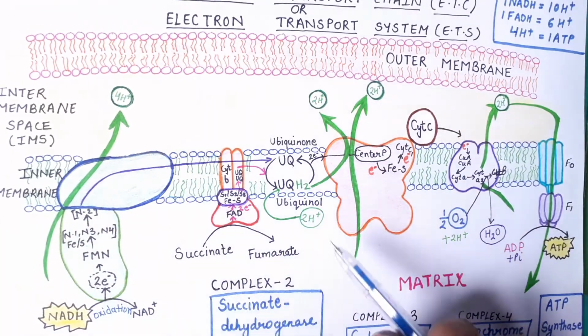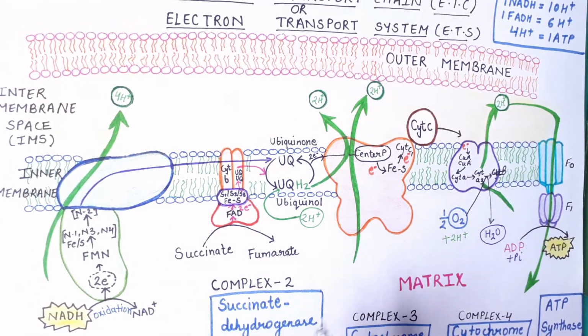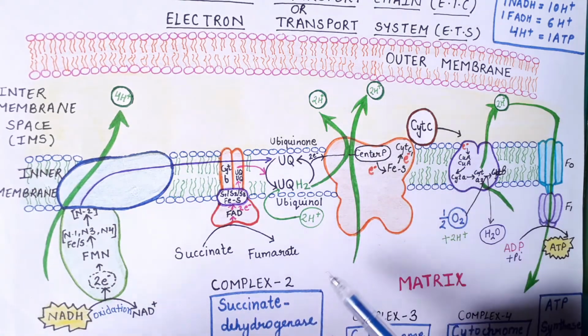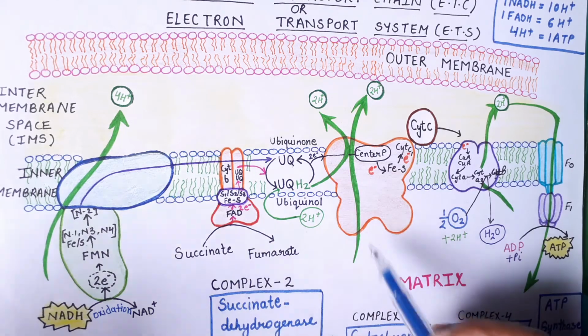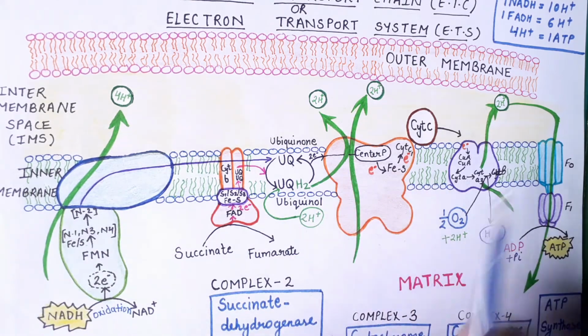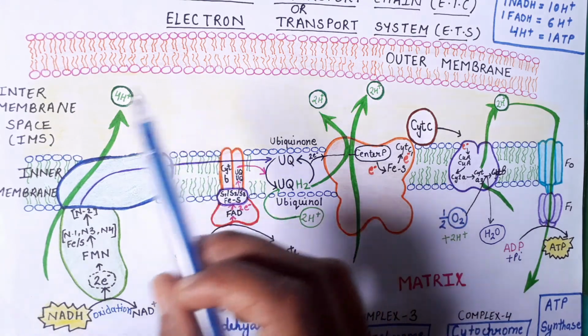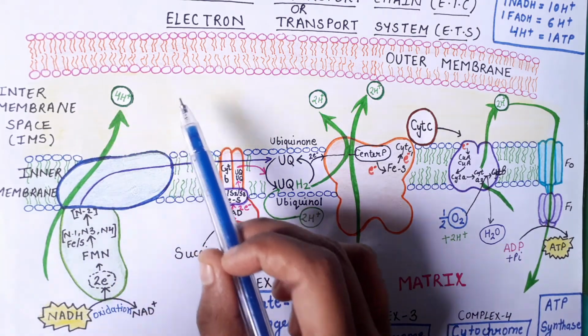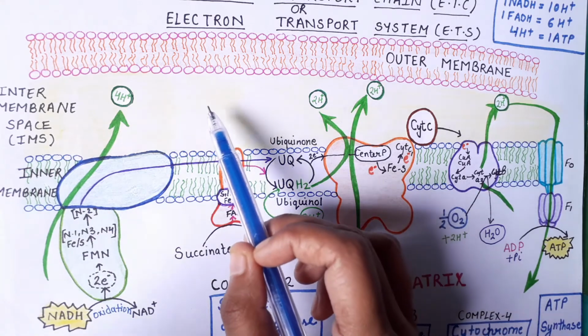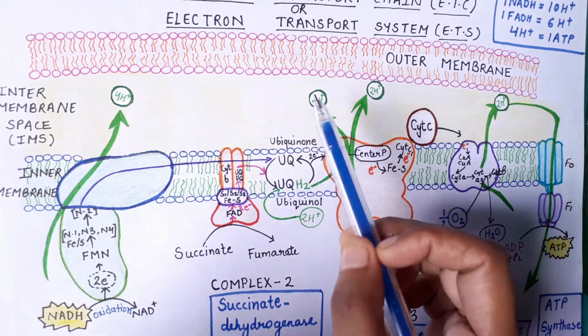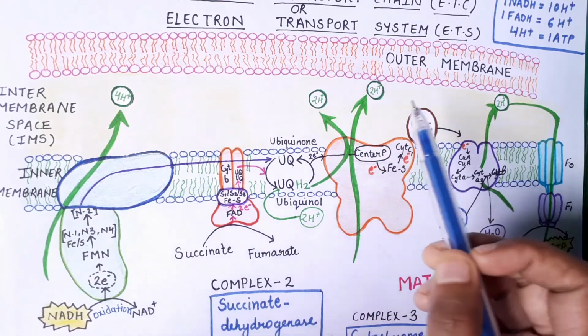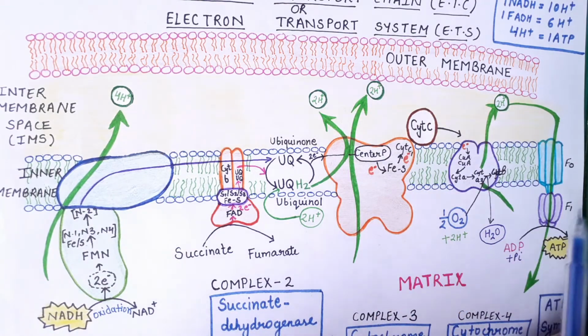Now we are going to discuss the formation of ATP. How the formation of ATP is coupled with this electron transfer, we are going to discuss that. So all these protons have been pumped outside as a result of electron transfer through these complexes. Now these protons present in the intermembrane space carry free energy that needs to be utilized for the formation of ATP, and that work is done by the ATP synthase complex.